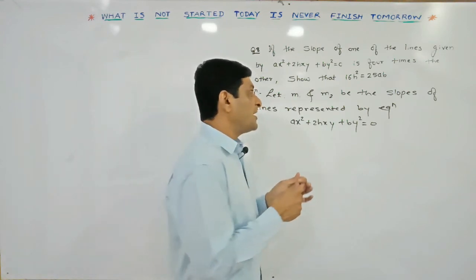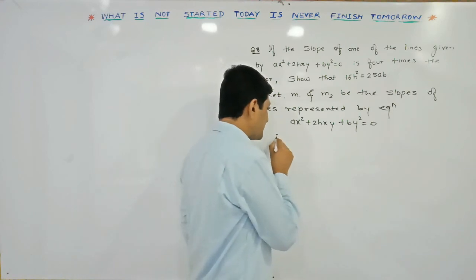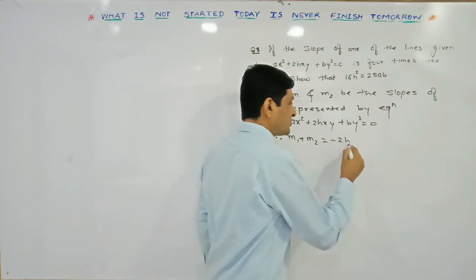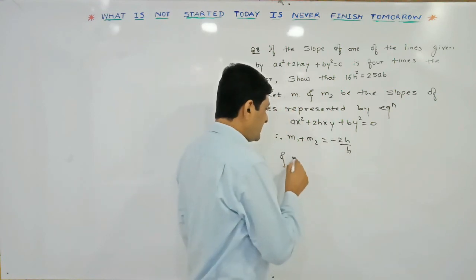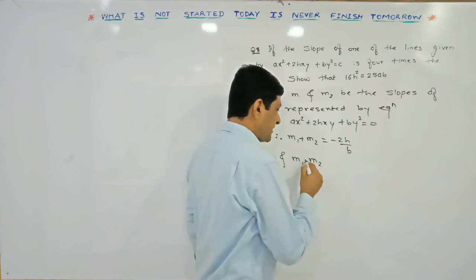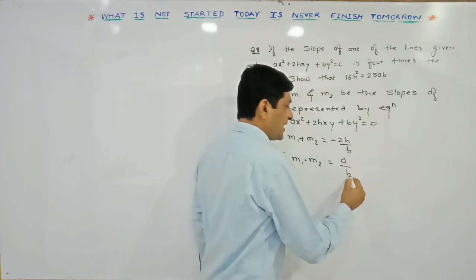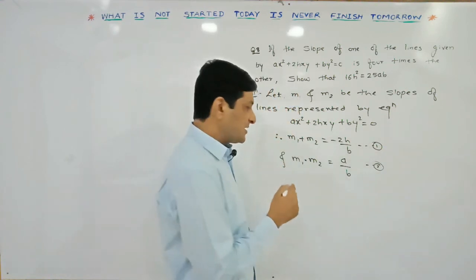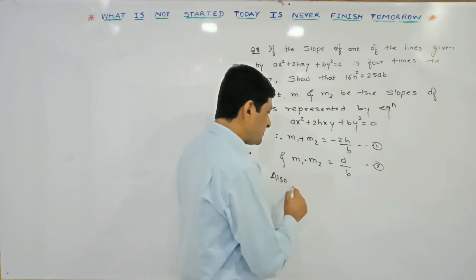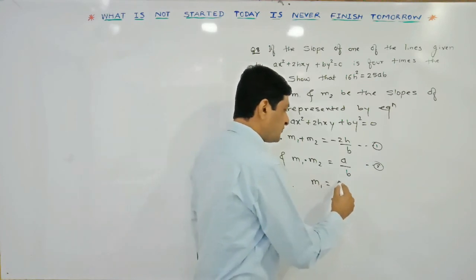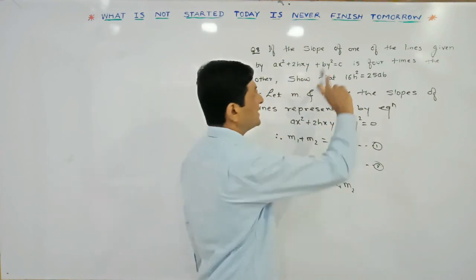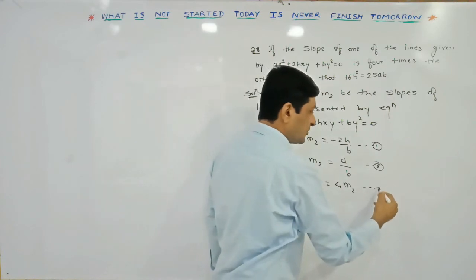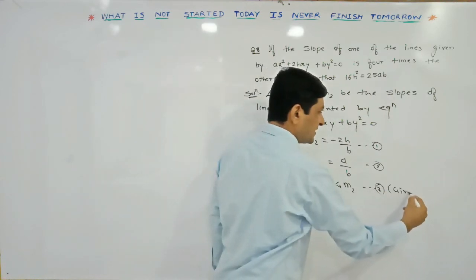So if m1 and m2 are the slopes of the lines, then we know that sum of slopes m1 plus m2 is equal to, what is the formula? Minus 2h upon b, and m1 into m2 is equal to, we know that product of slopes is equal to a upon b. Let us denote it by equation number first and this by equation number second. And what is the given condition? It is given to us that slope of one line is 4 times the slope of another line. So let us denote it by equation number third, and this is the given condition.